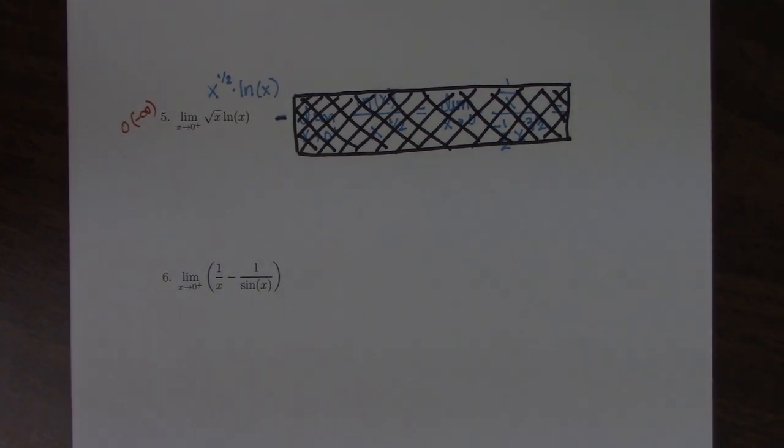All right, for problem 5, we're going to see a new type of indeterminate form. I apologize, this is a retake on this video. My pen started doing weird things on the previous problem.